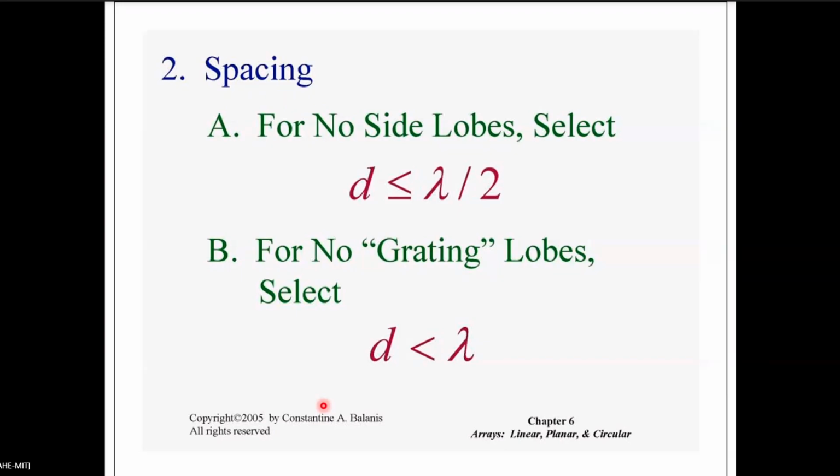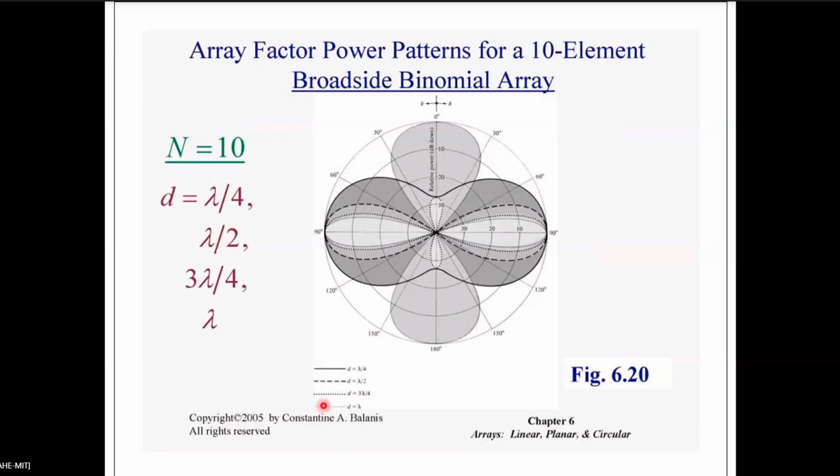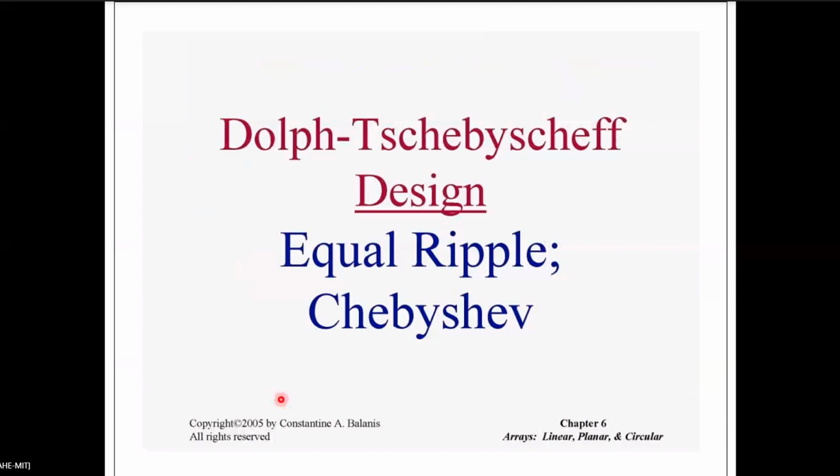So this is n equal to 10, so you don't have to bother with the broadside binomial array. Now comes the Dolph-Chebyshev array. We are going to straight away look into the design of this Dolph-Chebyshev array. Basically, it will be an odd element array or even element array. You know how to find the array factor for odd element and even element arrays. You follow the same guidelines.